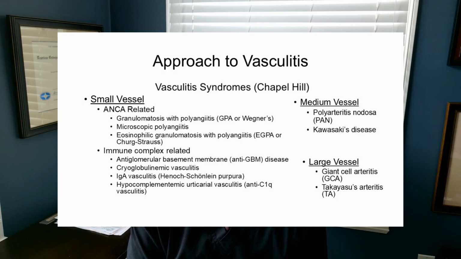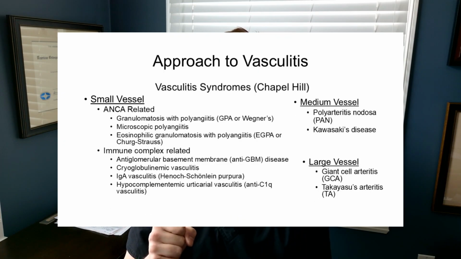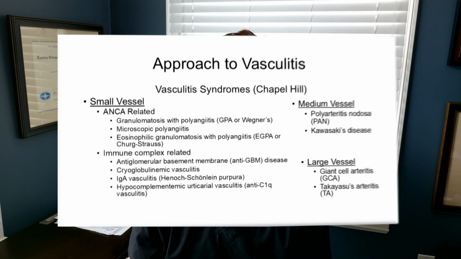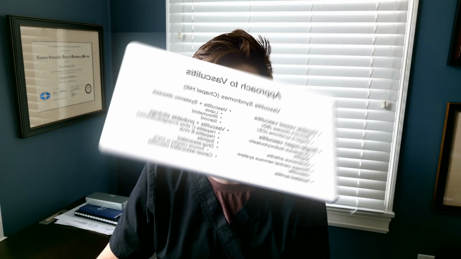Immune complex deposited diseases are things like anti-glomerular basement membrane disease, cryoglobulinemic vasculitis, IgA vasculitis, hypocomplementemic urticarial vasculitis. These are all small vessel diseases. Moving up to medium vessel diseases, now we would consider things like polyarteritis nodosa and also Kawasaki's disease. Large vessel vasculitis would be things like giant cell arteritis as well as Takayasu's arteritis. Variable vessel vasculitis is things like Behçet's and Cogan syndrome. And then single organ vasculitides would be simply known as cutaneous leukocytoclastic angiitis or vasculitis.